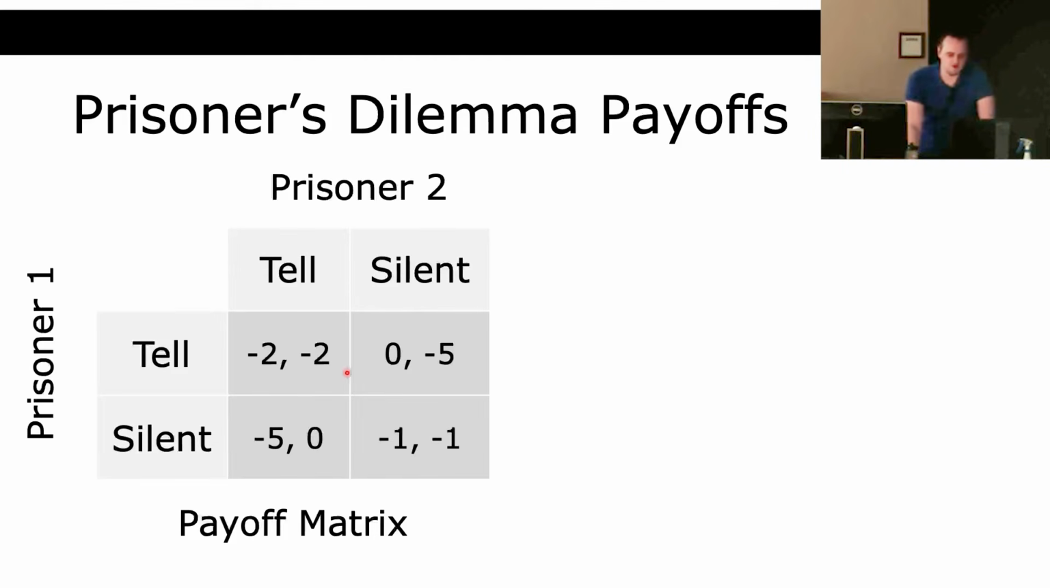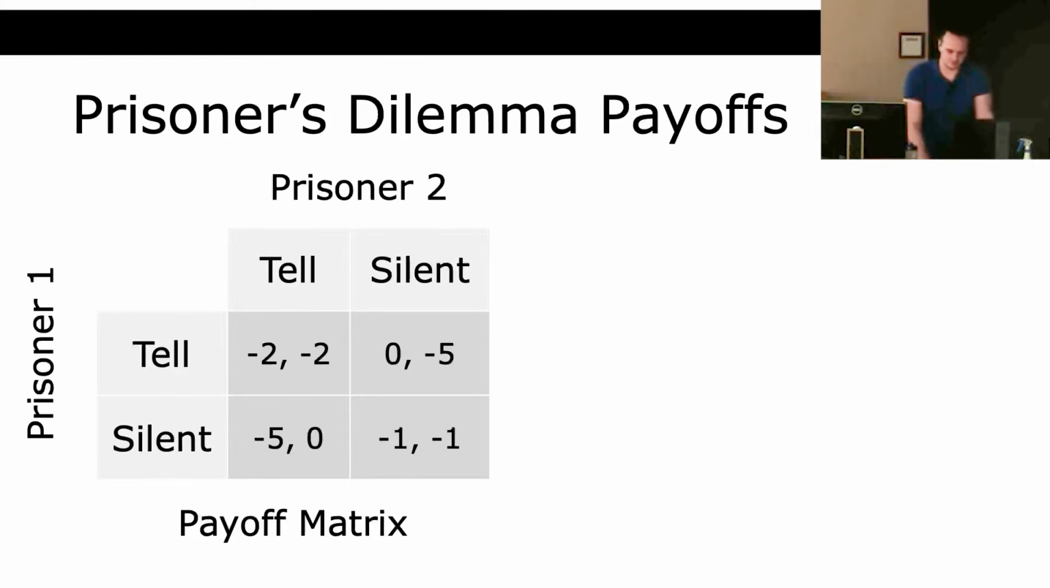So here is the payoff matrix for this game. If both people tell, they both go to jail for 2 years, so they both get a -2. If both people stay silent, then they both get a -1. If one person tells and the other person stays silent, the person who told goes free, so it's 0 years in jail, and the person who stayed silent gets a -5. All right, and it's just the opposite for down here. So let's have a look. What would you do in this situation?